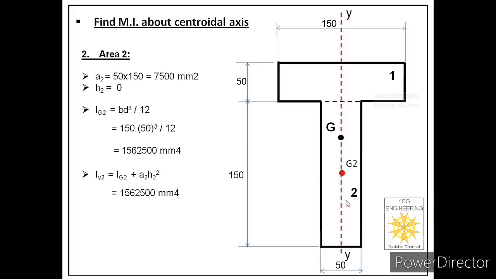So now we have the values of Iy1 and Iy2. Now we can add those two values to get Iy. What is Iy? Iy is the moment of inertia of this composite area about the main axis. So when you put these two values, you will get your answer.